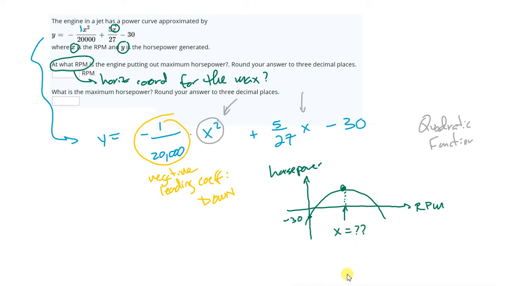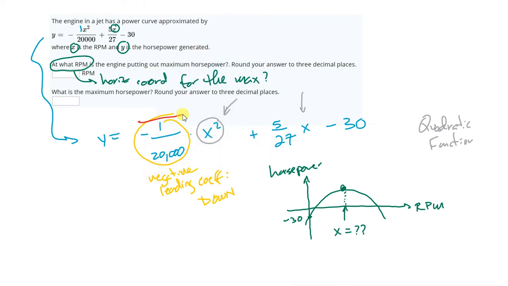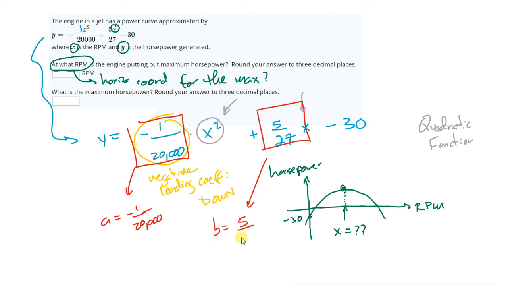Now, in this case, your A, B, and C are a little bit weird, right? What are your A, B, and C? Your A is negative 1 over 20,000. Not a very pretty number. What about your B? Your B is positive 5 over 27. Also not a super pretty number. And then your C is negative 30. So that's your A, B, and C in this equation.